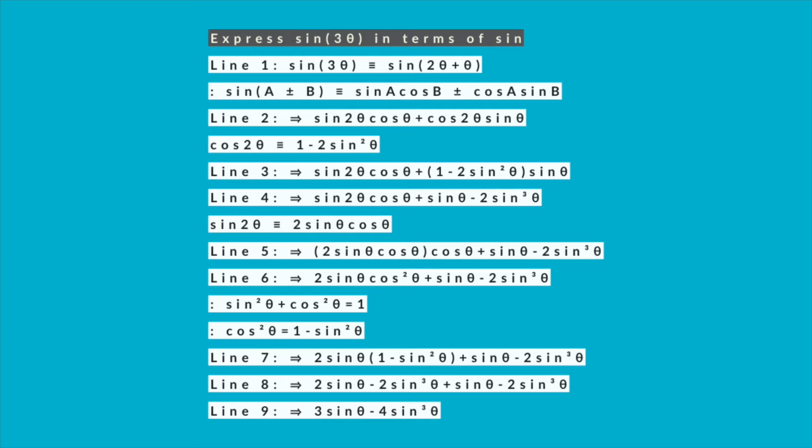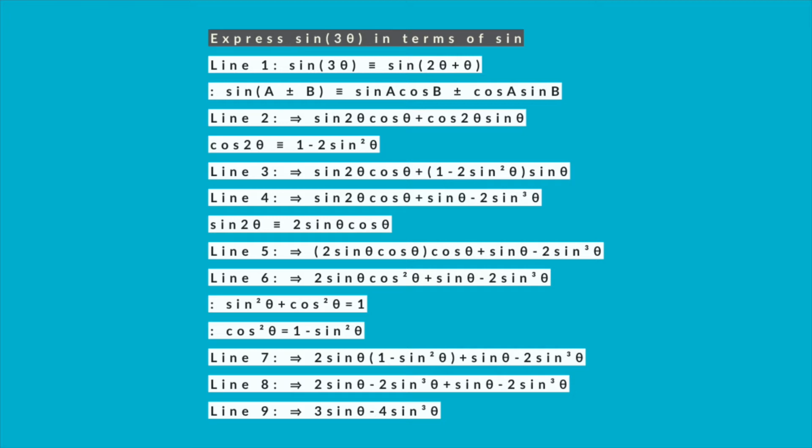Now we deal with the third identity. Sine 2 theta is identical to 2 sine theta cos theta. Again, in line 5, I make sure to wrap that identity into brackets to ensure I multiply out. In line 6, I expand the bracket.